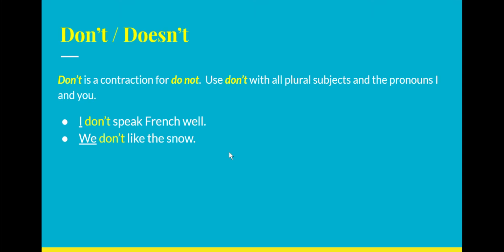We don't like the snow. So we is obviously plural. We would use the contraction don't here to go along with it.